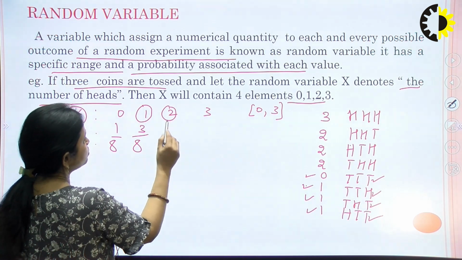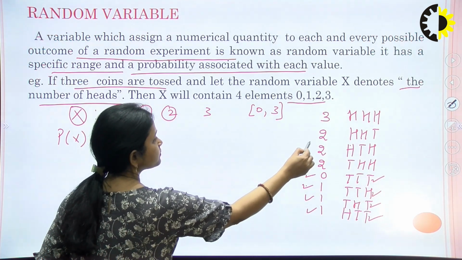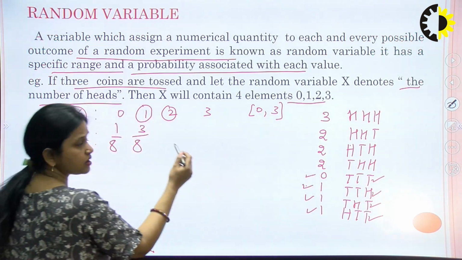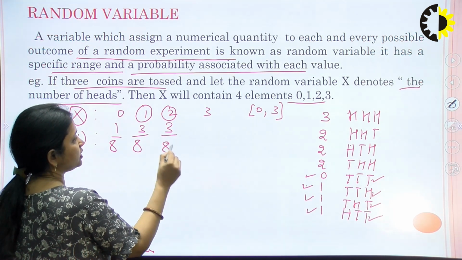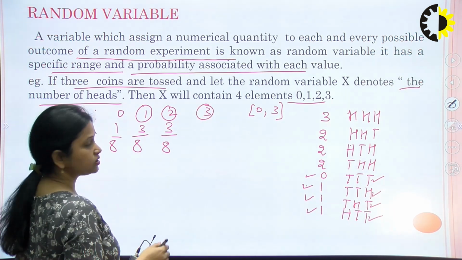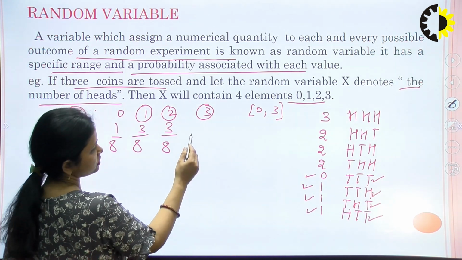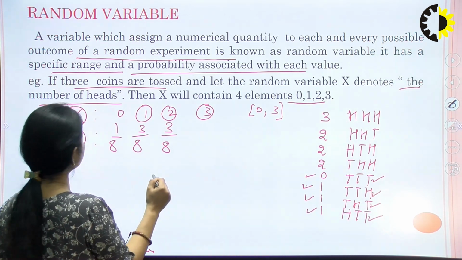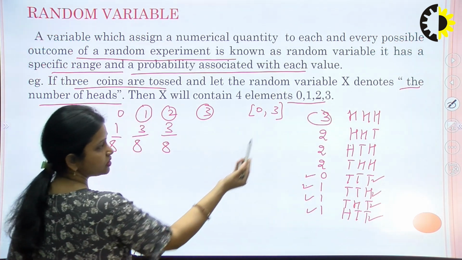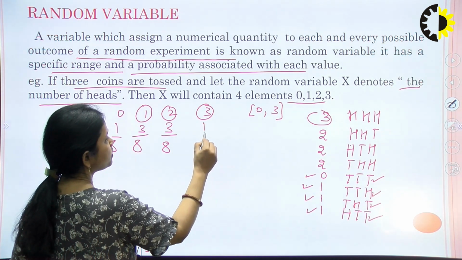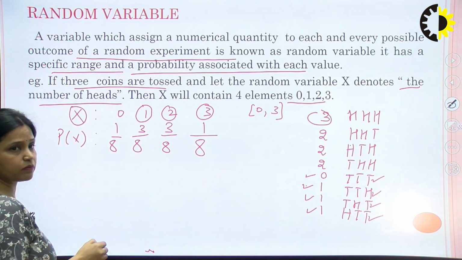For the value 2, which means the number of heads is 2, the number of favorable cases is again 3. So probability will be 3 upon 8. Next, for 3, which means the number of heads is 3, the probability is obtained as the number of favorable cases upon the total number of cases. Now the favorable number of cases, there is only one case. So probability will be 1 and total cases are 8. So probability is 1 upon 8.